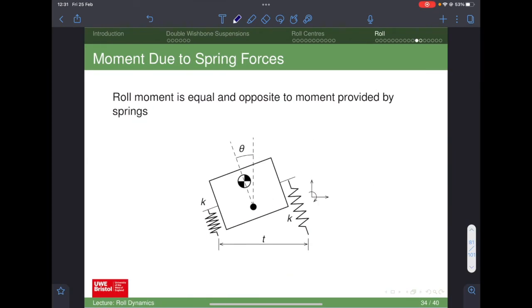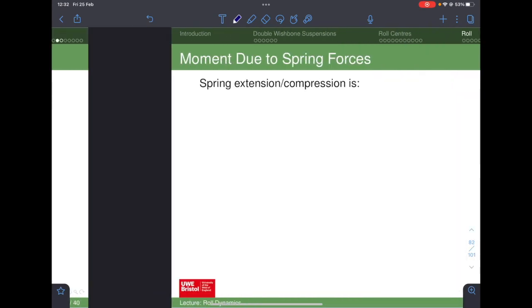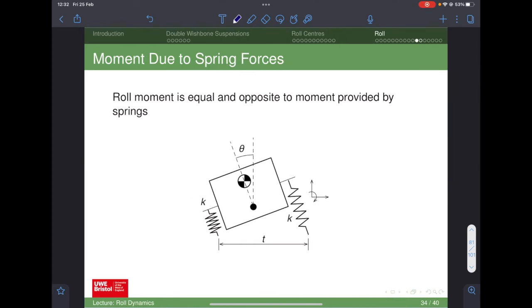Now, that moment needs to be opposed by the spring forces to stop the vehicle rolling over completely. And so we end up working out what these spring forces are. As the vehicle rolls round, obviously one side is going to extend, the other side is going to compress. Assuming you've got a constant spring rate, you can go through the geometry, and the extension or compression is T over 2 times the sine of the angle, because you've got the track width here. So that's T over 2.